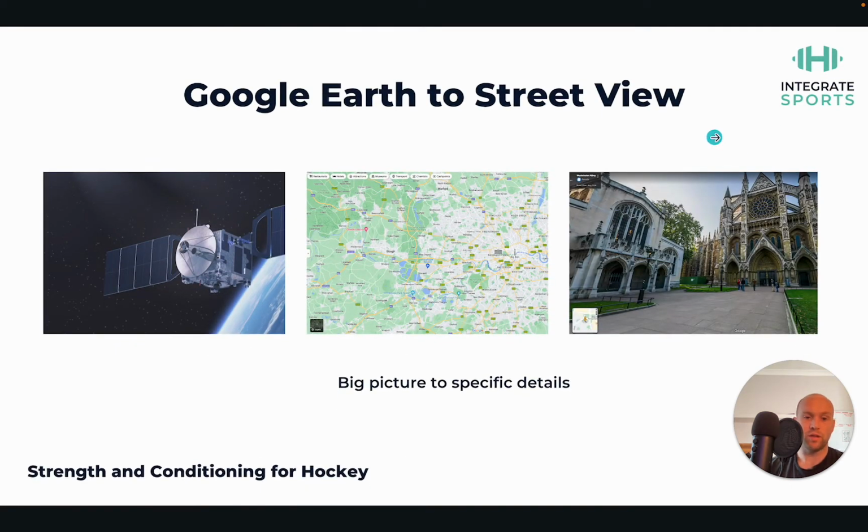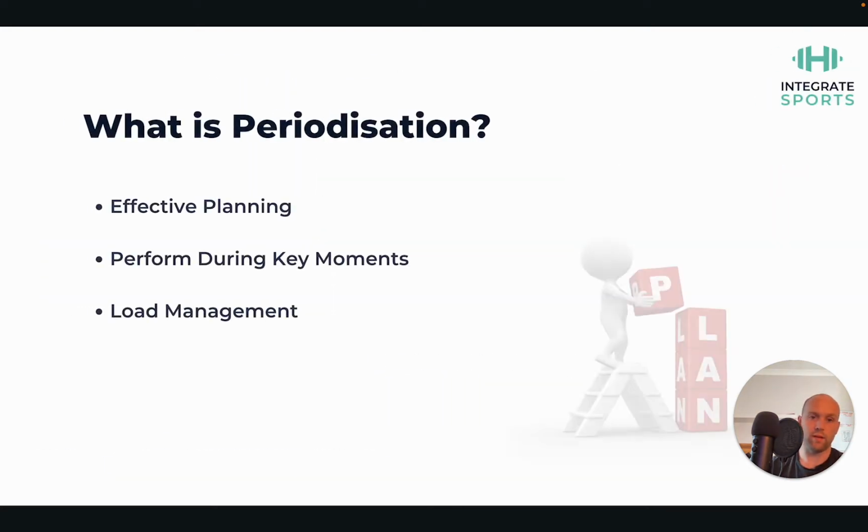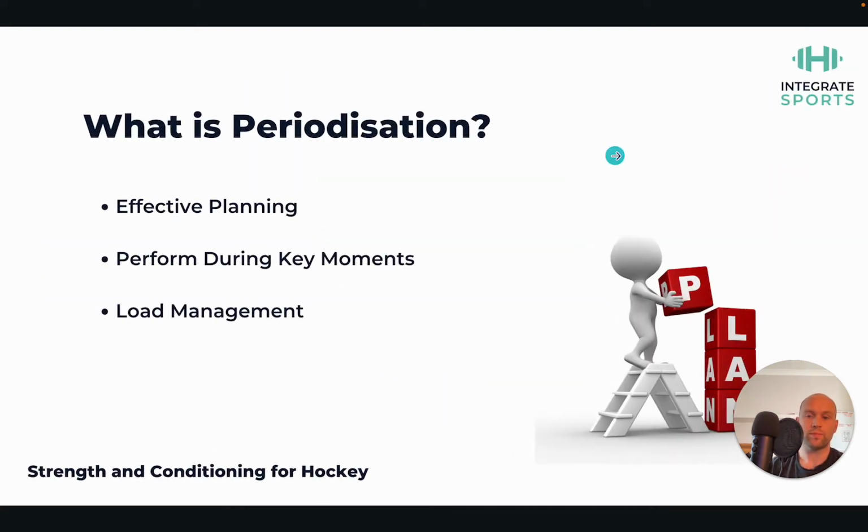So what we're going to try and do is go from this kind of Google Earth to Street View idea, so going from a high level of the training year to then an individual unit, and then lastly on the ground, what it actually looks like. So going from the satellite down to London, down to Big Ben, the big picture down to the specific details of what it actually looks like week to week, taking into consideration everything we've looked at so far.